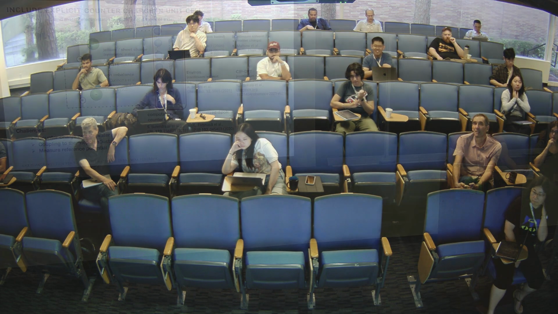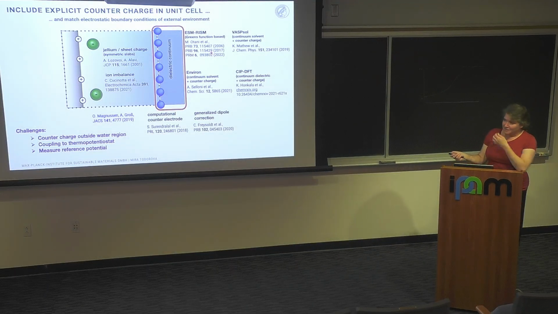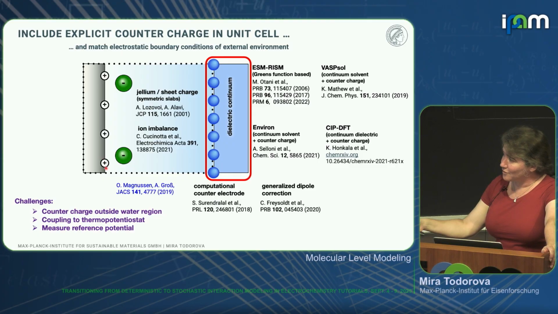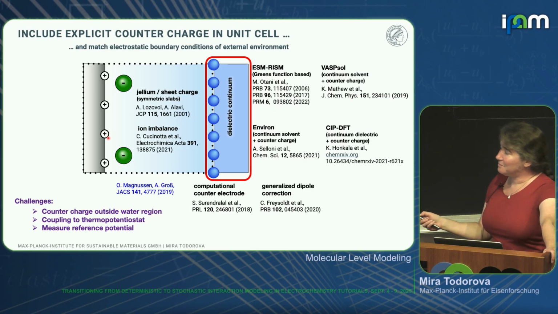Yeah. So we are not the only ones who have made suggestions on how to get charge on the working electrode, and there are a number of examples out there. I would say one of the first who did something were Lozovoy and Alavi, who looked not at electrochemical systems, but at systems in vacuum, using a sheet charge and a gallium kind of screening. And then you also have a symmetric slab, so this is the limitation.